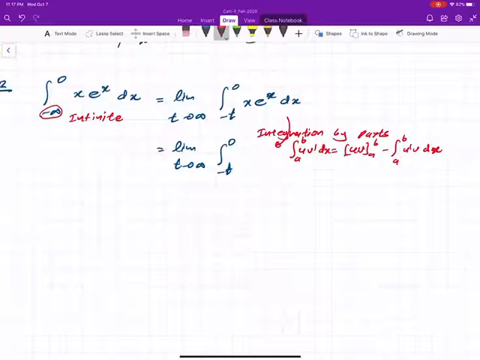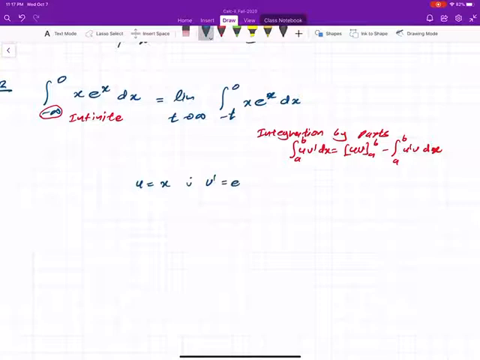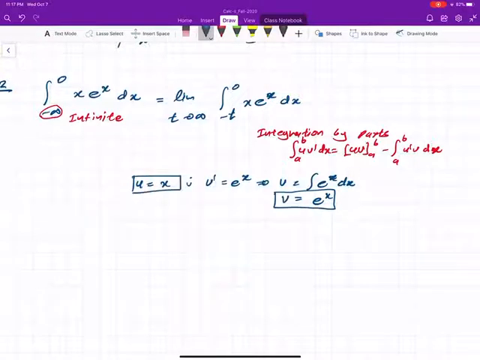I'm going to use the same formula here. So you have to find u and v prime. You could use u as x and v prime as e^x. Then you have to get v out of v prime. That is, v is the integration of e^x with respect to x. So that will give you v equals e^x. So you know v, you know u. This is integration by parts.